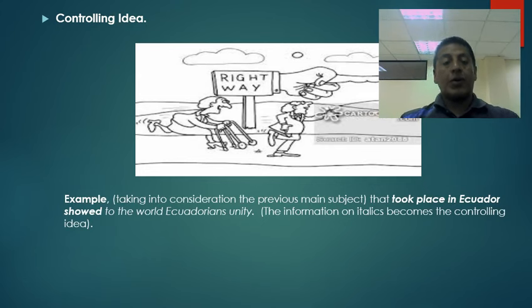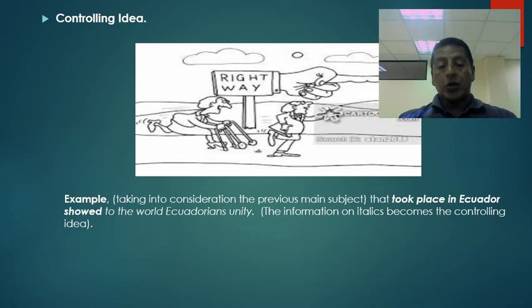Considering the previous example of the main subject, here we are going to say, as a controlling idea, the natural disaster that took place in Ecuador showed to the world Ecuadorian unity. So, in this case, the information that you see in italics is considered the controlling idea. What is that information? Took place in Ecuador. So, as a main subject, we had natural disasters, but now, as a controlling idea, we are trying to specify a little bit more, and we say which natural disaster? The one that took place in Ecuador.